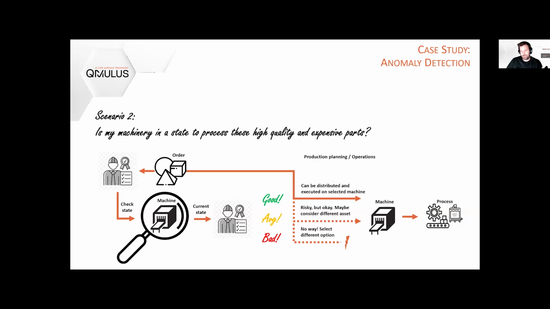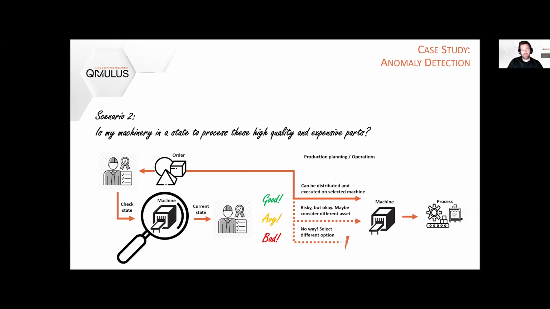If it's good, okay, easy to decide. The part will be processed on that machine and with that process. If it's on average, you do not really know, it's somehow risky. But in most cases, it's still okay. You will run it, or you can consider a different asset to run it on. But not everybody has that. And if you got to know that it's in a bad state, that maintenance is up to come next week, you might select a different option. You definitely won't run that part on that machine today. So that is the story.